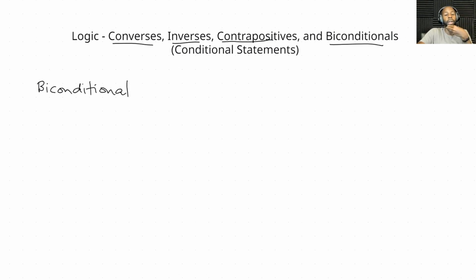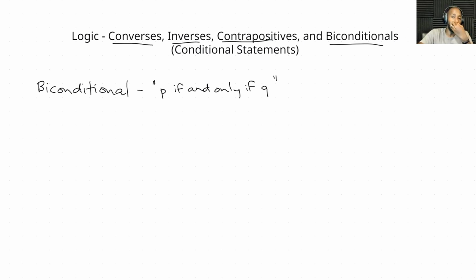Okay, so a biconditional is essentially P if and only if Q. Okay. Now, what does that mean?